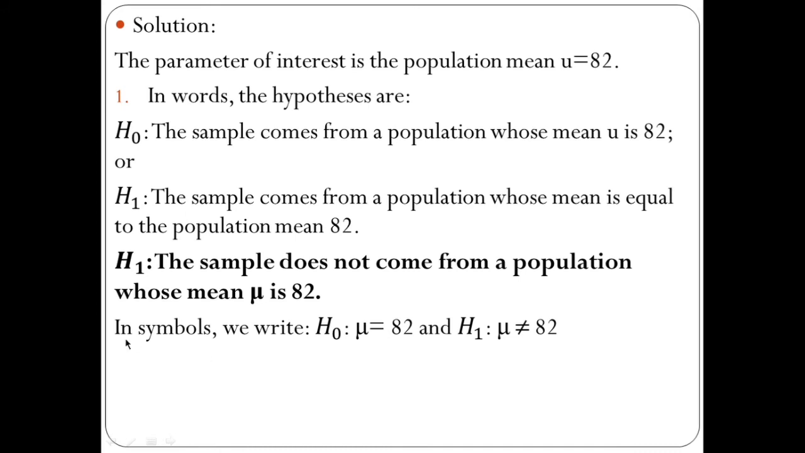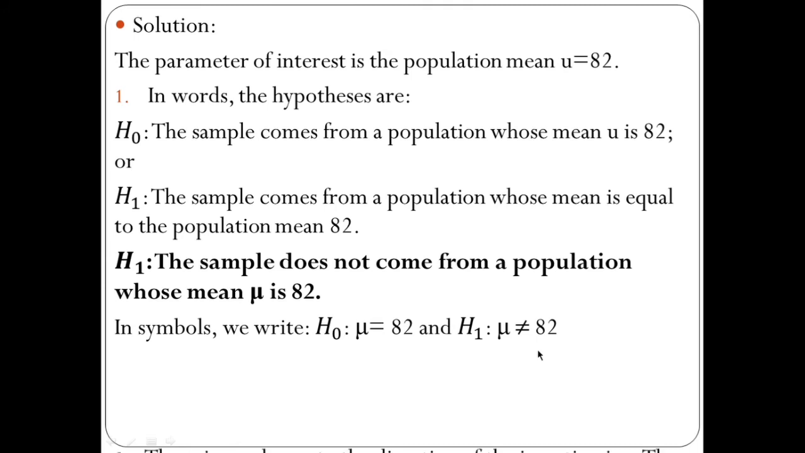Okay, so in symbols, so eto na, tapos na tayo class sa word. So kukunin natin yung in symbols. So we write, so for H sub O or null hypothesis, mean equals 82. Okay, so kasi nga based dito, the sample comes from a population whose mean is 82, and sa H sub 1 naman does not come from a population. Okay, so when we say does not come, so meaning not equal. Okay, so H sub 1 natin or alternative hypothesis, so mean is not equal to 82.